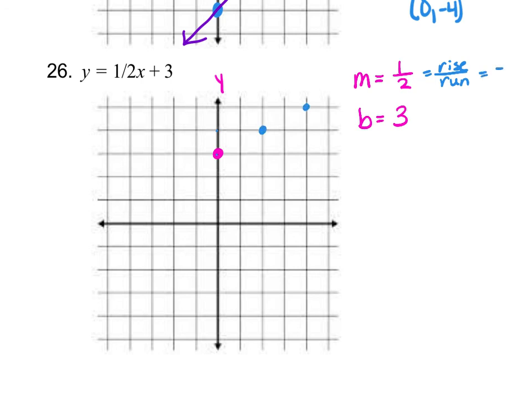Up 1, right 2, plot my point. That's the same thing as going backwards, which is negative 1 over negative 2. It means I can go down 1, left 2, plot my point. Then I draw a line through the points, and I'm finished. I've graphed that equation.